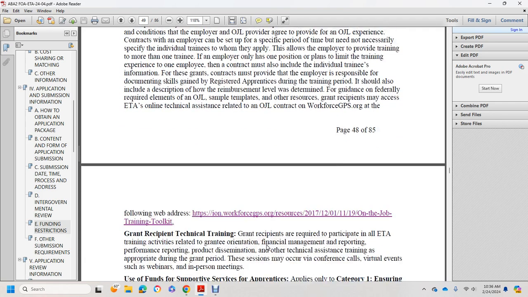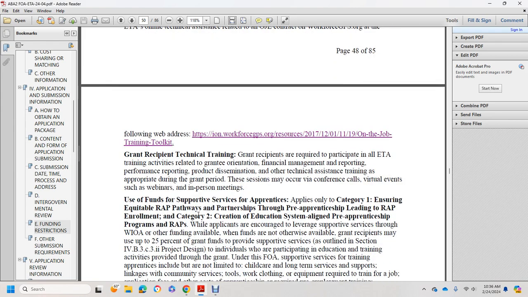workforcegps.org, at the following web address: workforcegps.org, resource 2017-1201-11-19, on-the-job learning toolkit.